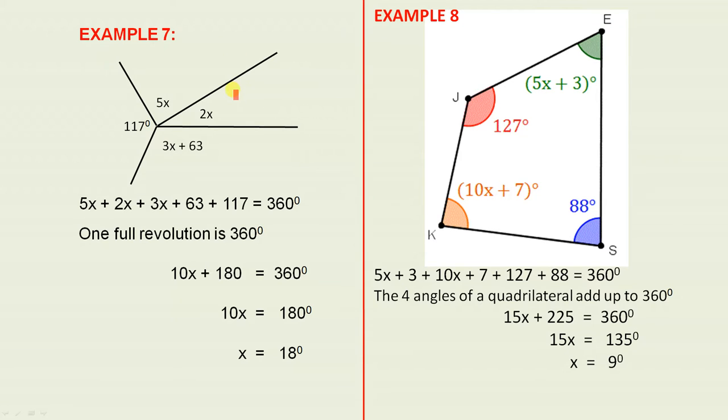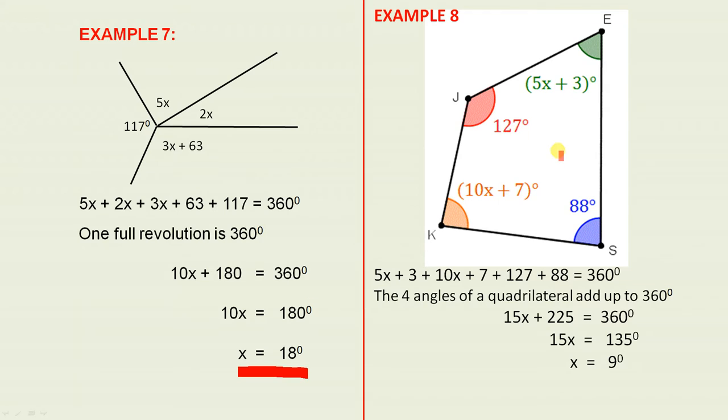Example 7. Here's a full revolution, and here are all the four angles here. So we know that one full revolution is 360. So we add all those terms up, we let it equal 360, simplification gets us to that line, so 10x is 180, so x is 18 degrees.